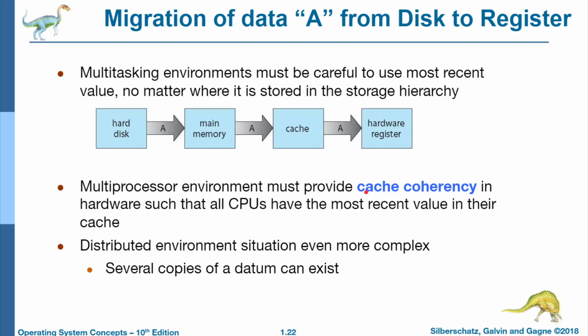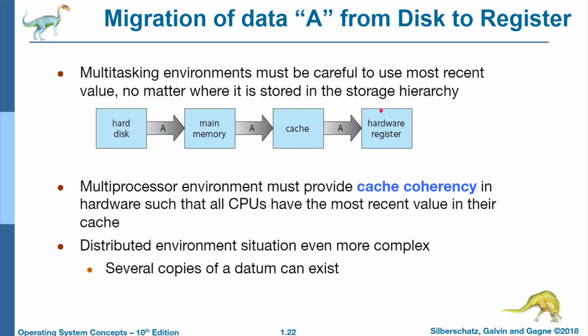Well, in these environments, we want to make sure that data on slow media is kept in faster storage areas. So maybe data in hard disk gets loaded into main memory. When the CPU accesses data from main memory, a copy of it is stored in the cache so that faster access can be made, and that the hardware registers is the ultimate end-all.